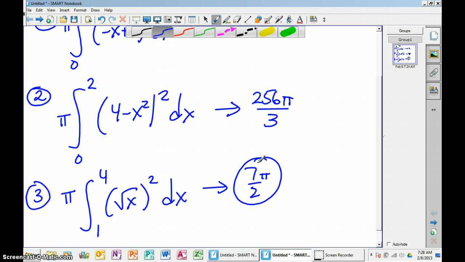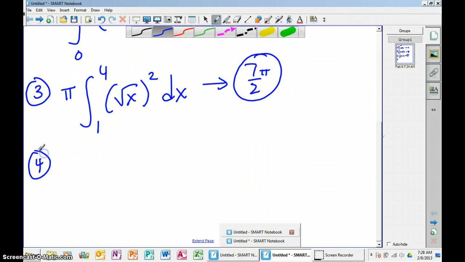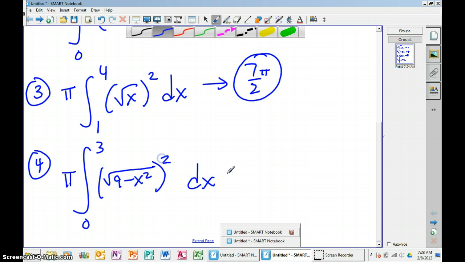All right. Number 4, once again, a little disk action. And it's a little parabola thing, or half a circle, or quarter of a circle. So we're going around the x-axis, and you see the rectangle is going to the x, so you know it's going to be dx. And this is going from 0 to 3. And the function is the square root of 9 minus x squared, quantity squared. And then I would get 18 pi as my answer.